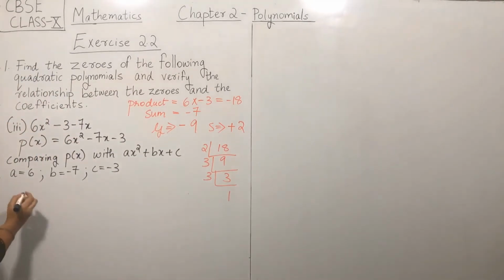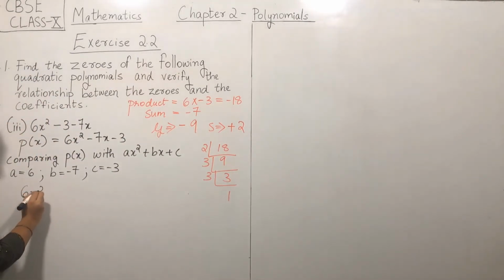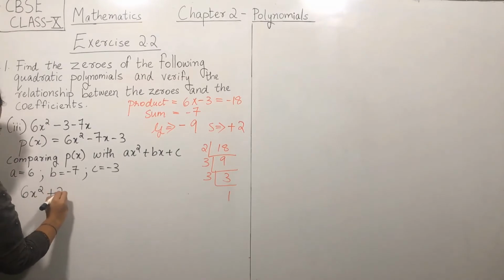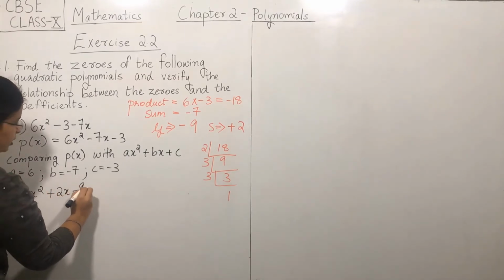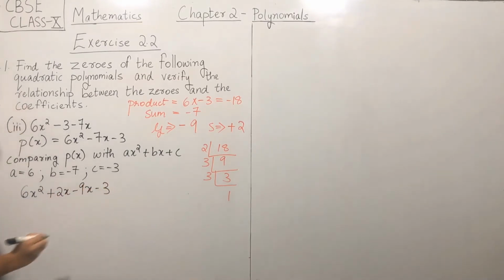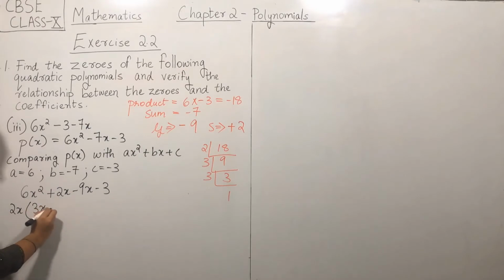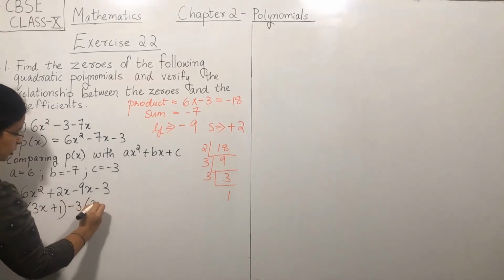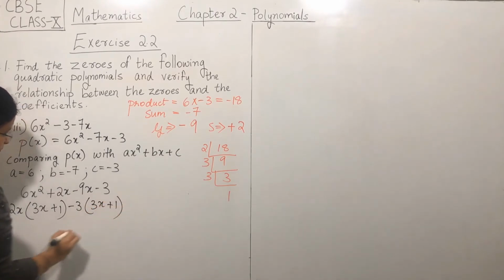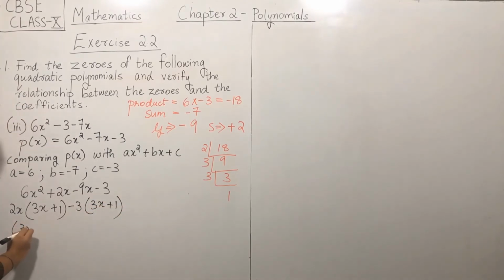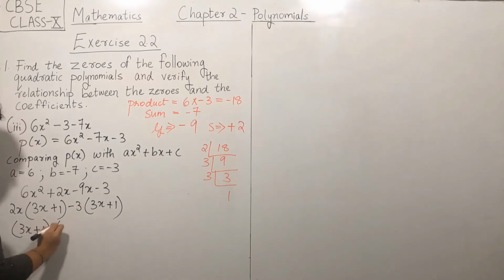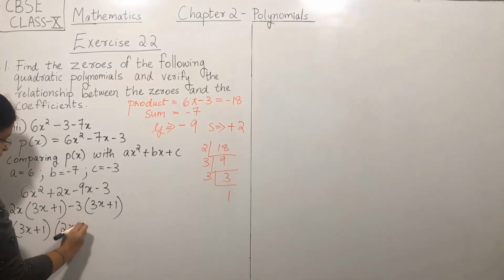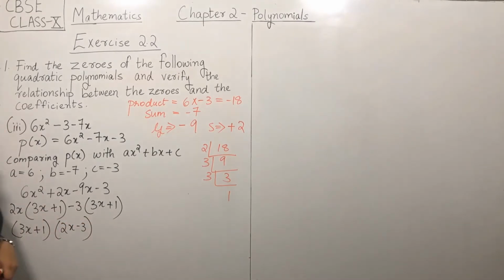We can split the middle term: 6x square plus 2x minus 9x minus 3. Taking 2x as common, here 3x plus 1. Taking minus 3 as common, here 3x plus 1. So 3x plus 1 and 2x minus 3. Equating both to zero.